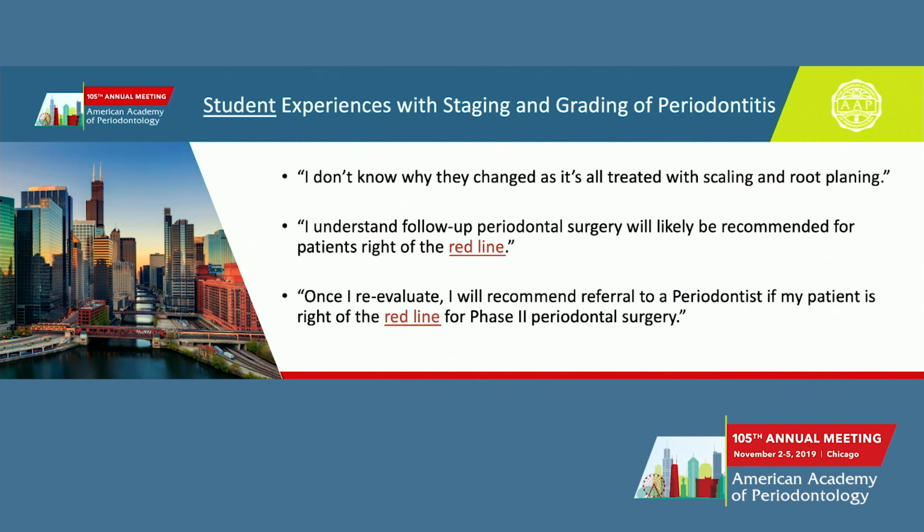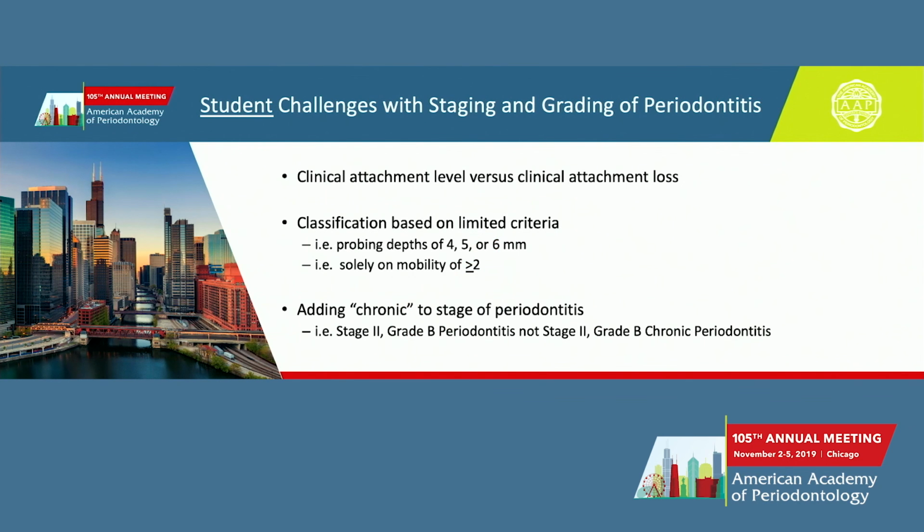Now, the last two are a little better. They say, well, I understand perio surgery is probably going to be recommended after I do my phase one treatment and do my reevaluation. And also, it's right of the red line. That's something that's a patient needs more treatment. And definitely, when we really know we hit the students properly was, I need to refer to a periodontist right of the red line, and I'll make that determination after my reevaluation to consider a periodontist for help.